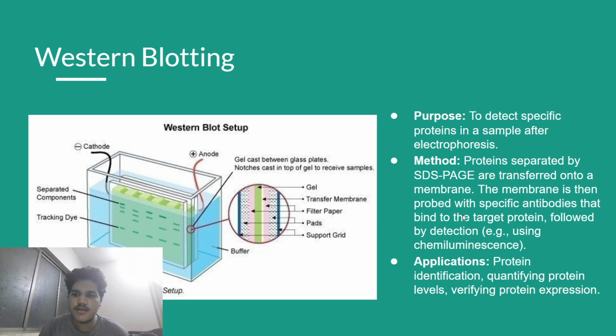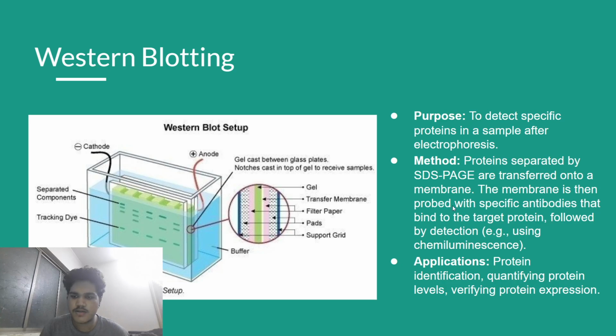Western blotting. Western blotting can be used to detect specific proteins in a sample after electrophoresis. The Western blotting test was often used for, and is still often used to test for, typhoid. In Western blotting, proteins separated by SDS-PAGE are transferred onto a membrane. The membrane is then probed with specific antibodies that bind to the specific target proteins.